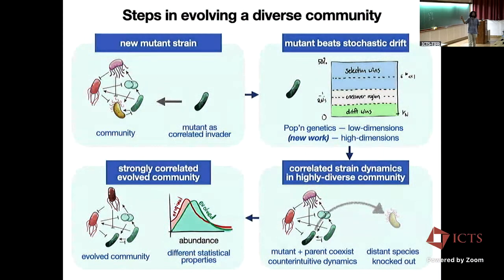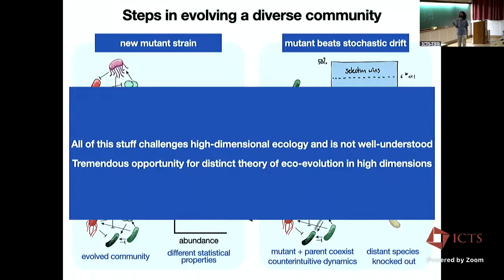Okay, so what I'll say, and maybe if I have 30 seconds, is that by now we've gone through all of these four steps, and what you can observe is that there are a lot of opportunities and steps where we don't understand things. Really all of this challenges high-dimensional ecology, and it's not well understood. And this, I think, represents a tremendous opportunity for a distinct theory of ecoevolution in high dimensions. I had a whole slide about questions and gaps.